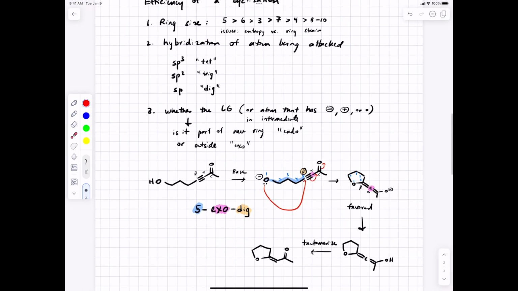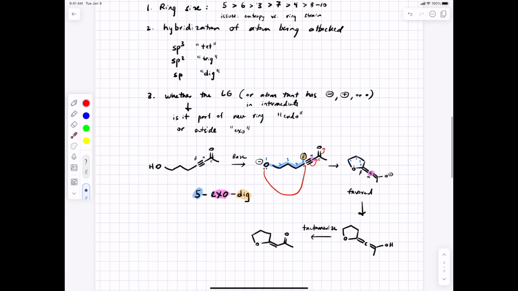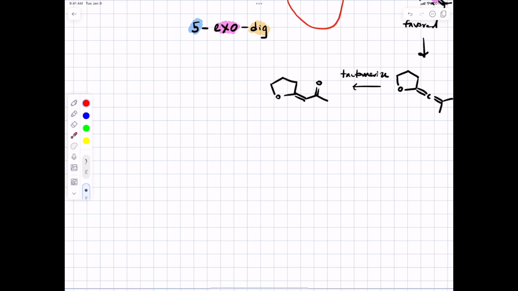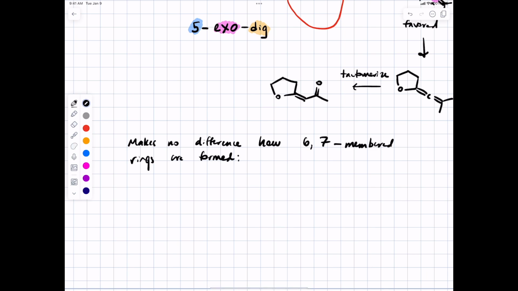So it turns out that just empirically there's a big table of things, but you don't actually need to memorize all of it. In fact, you need to pay attention to very little of it. The first big observation is that it makes no difference at all how 6 and 7-membered rings are formed. That is endo versus exo. Yay! Both are fine.